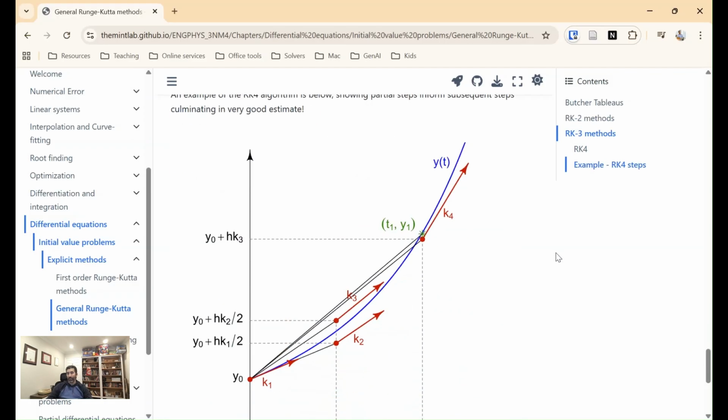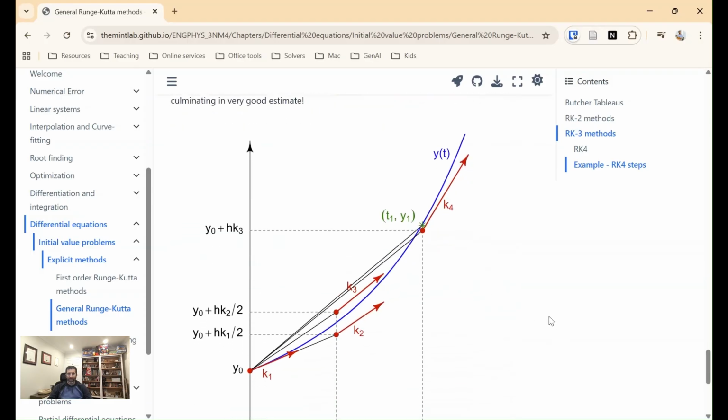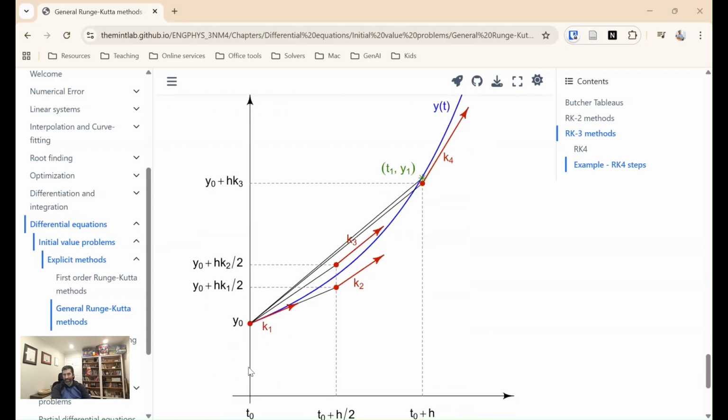Happily, Wikipedia has a very nice free diagram that I blatantly stole and include here. Thank you, Creative Commons. Okay, so this is a pictorial example of what's happening here. You're going to start off with your initial guess, which is at t0, y0, and you're going to calculate your slope. That's your k1. You're going to use k1 to take a half step, and you're going to calculate what your slope would be at this time and this initial guess for that half step value.